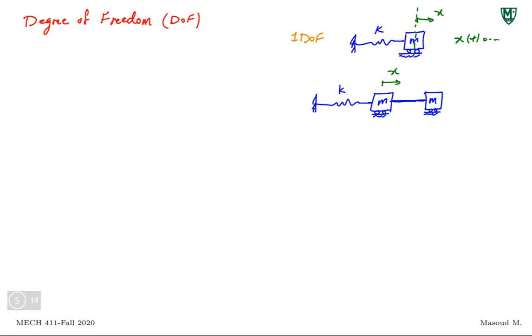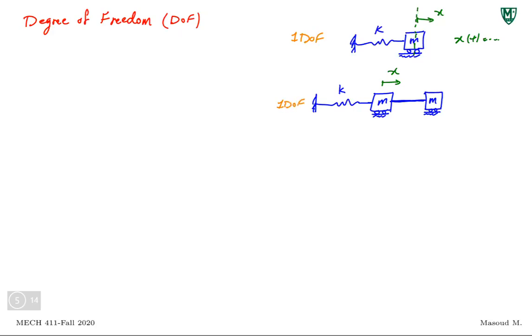Well, aren't the masses moving in unison since there's a rod attached to them? Exactly. Thank you, Dominic. They are attached with a rod, so they are just moving together. So this is also a 1 degree of freedom system. It's 1 DOF.